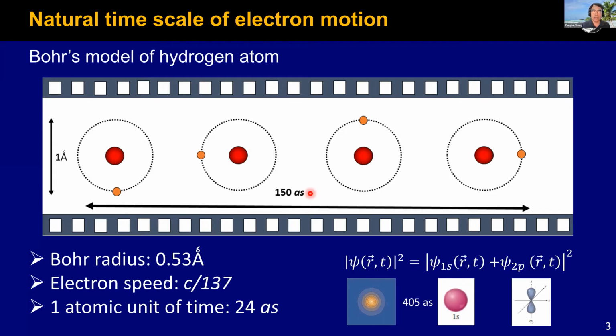So therefore, to take a picture, a movie of such a motion, you will need a time resolution of about 24 attoseconds. Actually, in atomic physics, this time is called 1 atomic unit of time. It's essentially the fundamental time unit to measure electron motions.